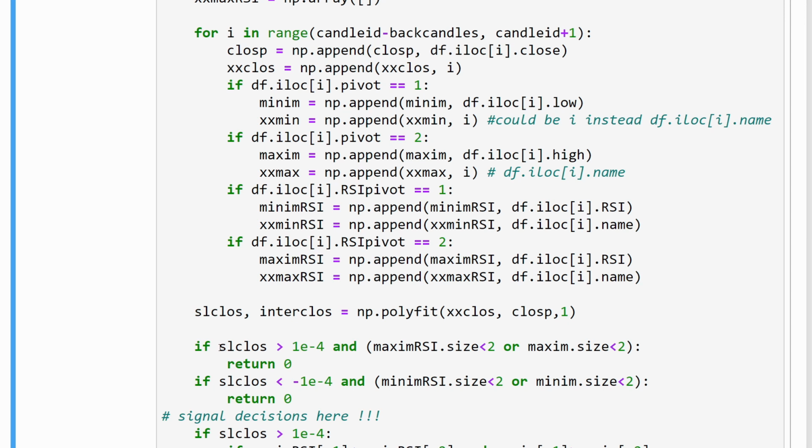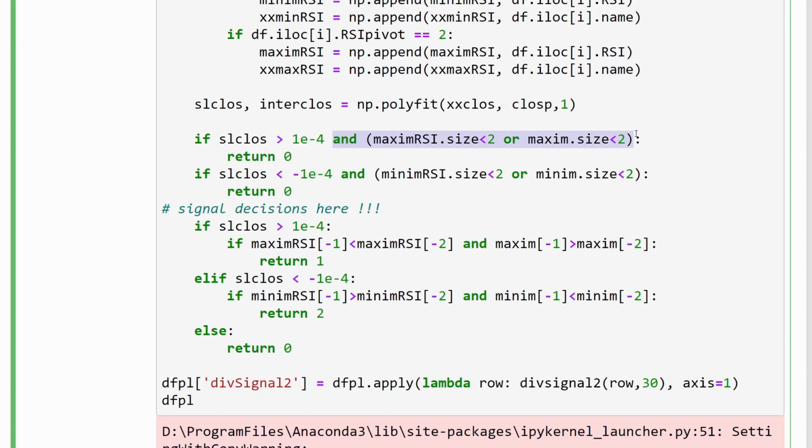So if we have an uptrend, for example, meaning the slope of the closing price of the candles is greater than 10 to the minus 4, and at the same time we have fewer than 2 points, either with the maximas of the RSI or the maximas of the price itself, then we can't test for a divergence, because we don't have enough maximas. And in the opposite case, if we have a negative slope of the closing prices, so we have a downtrend of the candles, but at the same time we don't have enough RSI minima points or enough minima points of the candles, we're also going to return 0 because we can't test for the divergence.